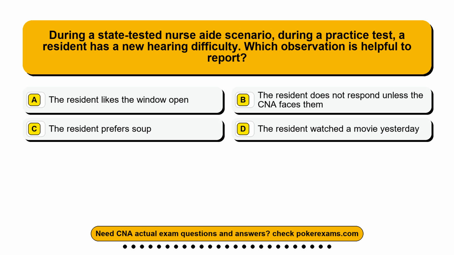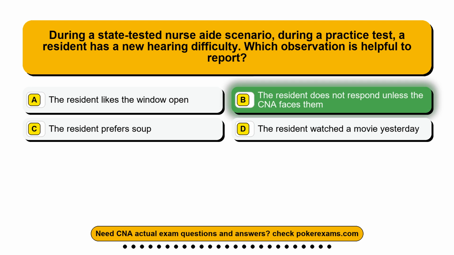Question 21. During a state-tested nurse aide scenario, during a practice test, a resident has a new hearing difficulty. Which observation is helpful to report? Option A. The resident likes the window open. Option B. The resident does not respond unless the CNA faces them. Option C. The resident prefers soup. Option D. The resident watched a movie yesterday.